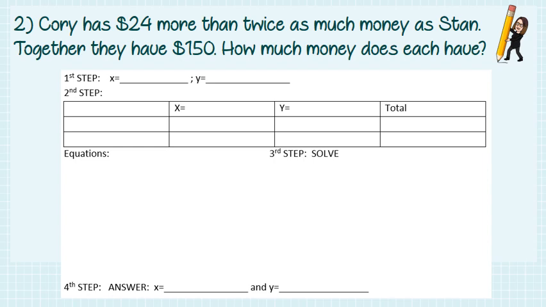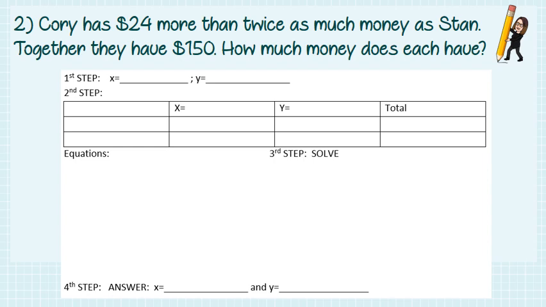Let's take a look at another example and we'll use the same setup. In this example, Cory has 24 more than twice as much money as Stan. Together, they have $150. How much money does each have? This is a unique equation, so here's why we're not going to always use the table, because it's not always helpful. All right, so let's break this apart first of all.